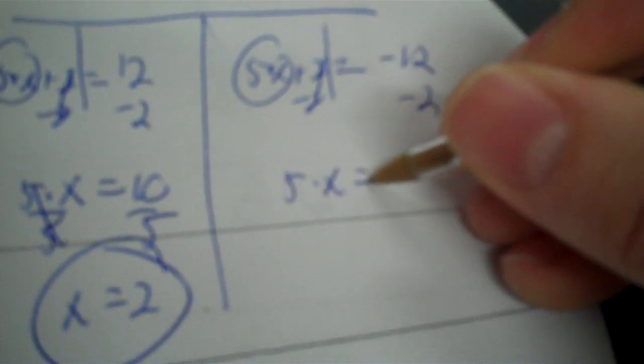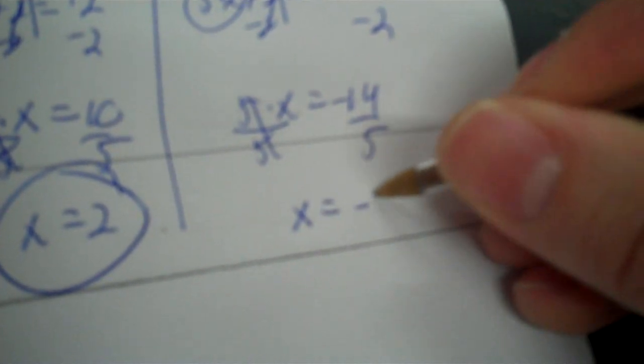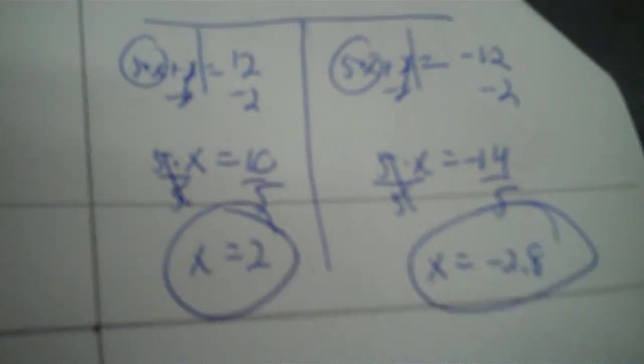Okay, now here, minus 2, 5 times x equals negative 14. Divide by 5, and that is going to be negative 2.8. Okay, so those are your possible solutions for the variable. Remember, d has to equal a positive. If it equals a negative, it's no solution.